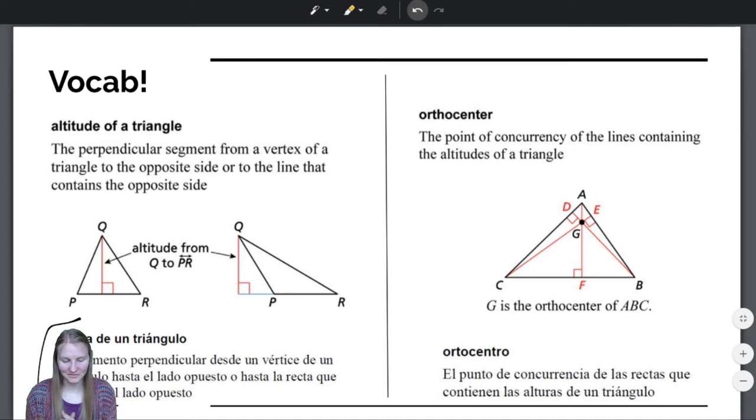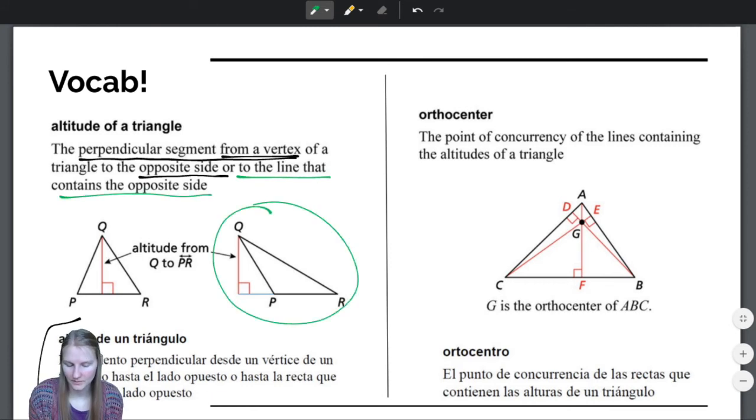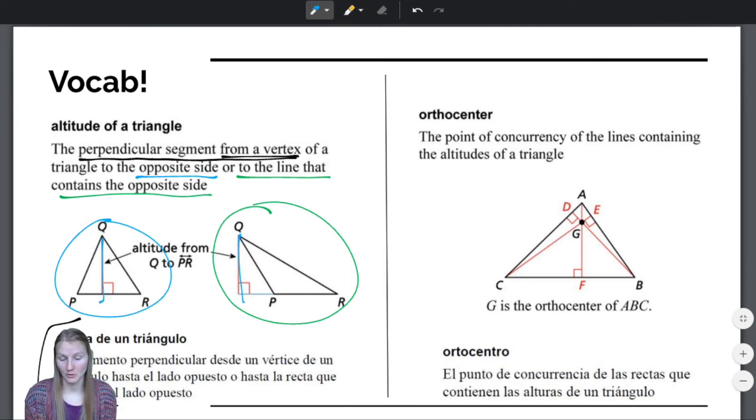Okay, so the altitude is the perpendicular segment from a vertex of a triangle to the opposite side, or the line that contains the opposite side. So when they say, or the line that contains the opposite side, they're talking about this example. And when they say to the opposite side, they're talking about this example. So the altitude can lie inside of a triangle, or the altitude can lie outside of a triangle.